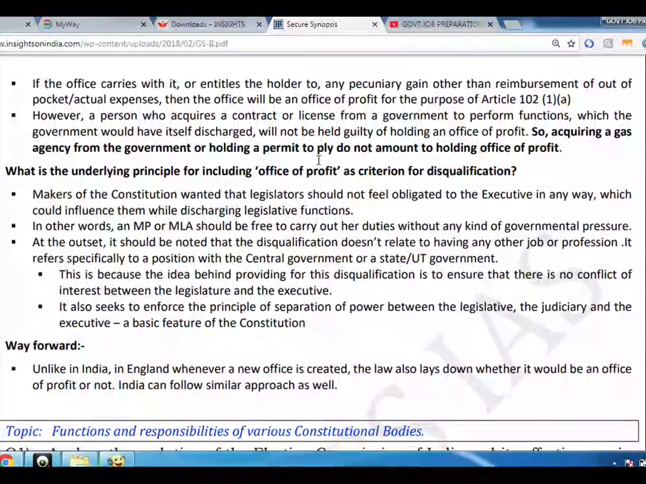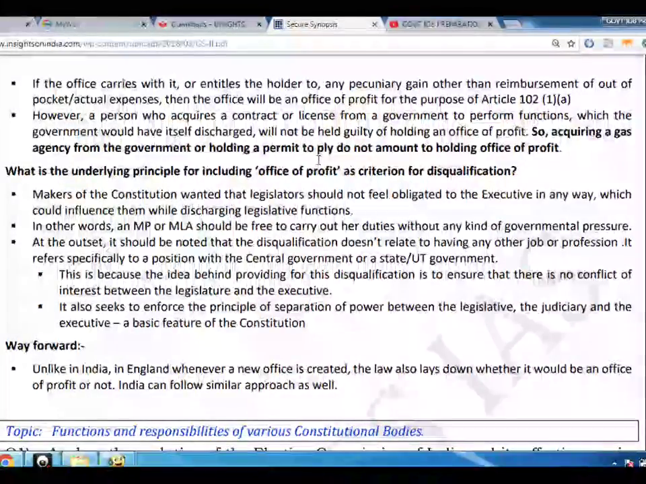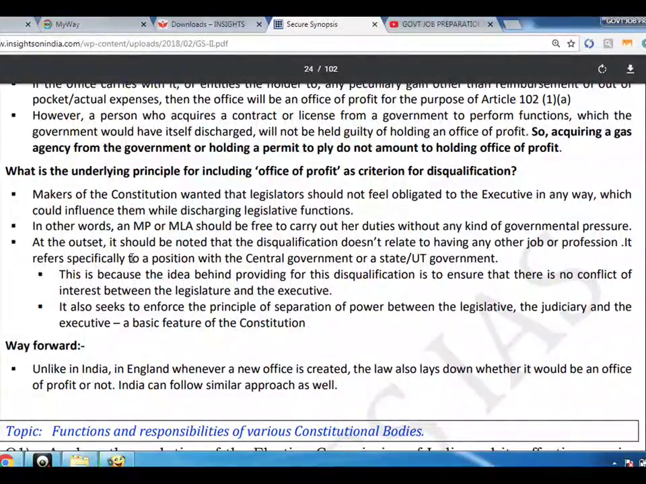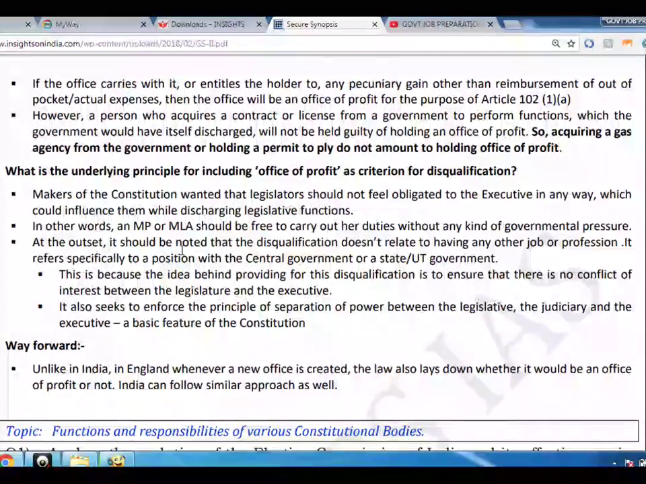What is the underlying principle for including office of profit as criterion for disqualification? Makers of the Constitution wanted that legislators should not feel obligated to the executive in any way, which could influence them while discharging legislative functions. In other words, an MP or MLA should be free to carry out her duties without any kind of governmental pressure.